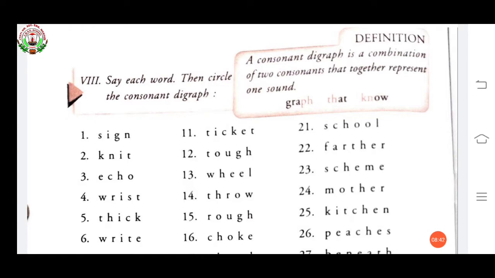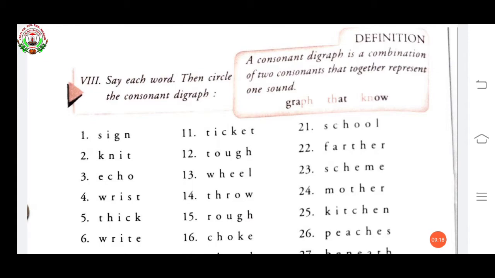Okay? See, graph: PH sound, P and H are two consonants. That, TH. KN, OW, no. KN is a different sound. So when two consonants together represent one sound, a consonant digraph is made up of two consonants which join together to produce a single sound. It means two consonants are there but together they represent one sound.